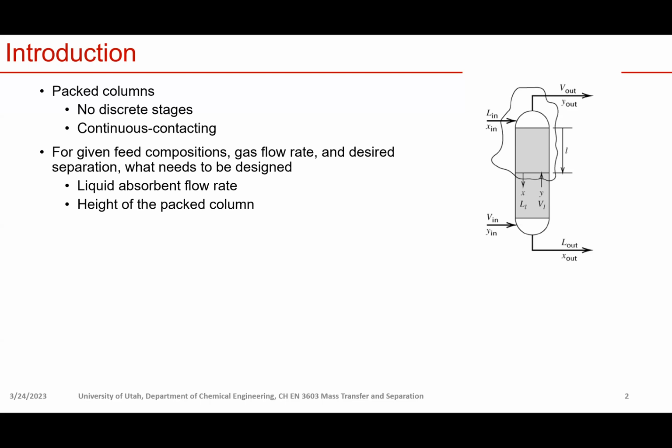So here it's kind of similar to tray tower. You still need to get a liquid absorbent flow rate. And in a tray tower, you need to get the number of equilibrium stages. But here, because we don't have discrete stages, instead you're going to compute the height of the packed column.